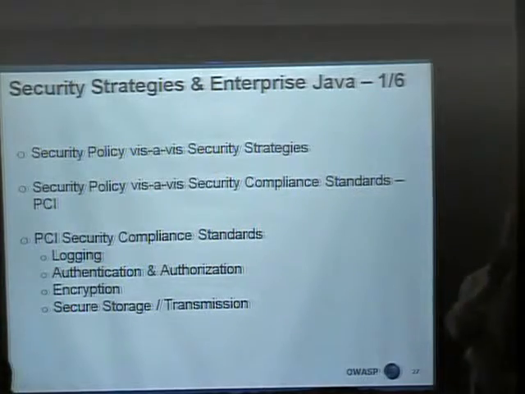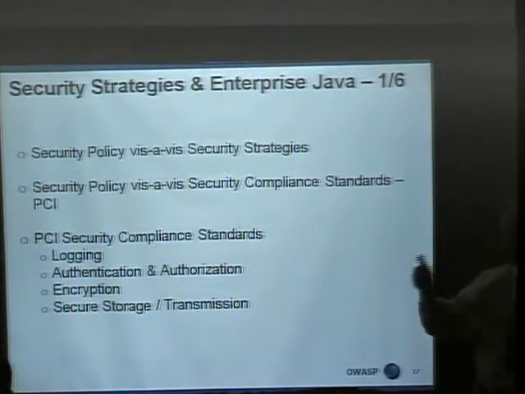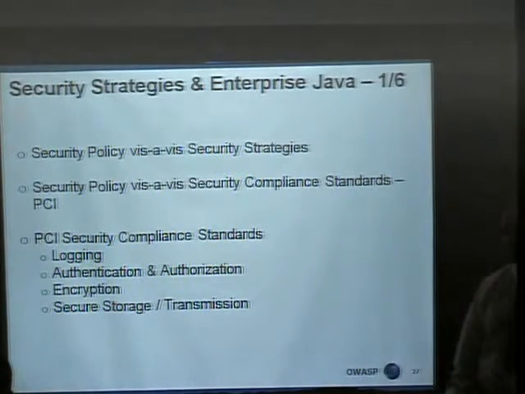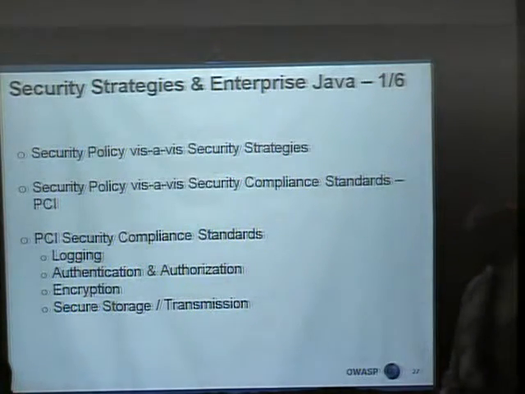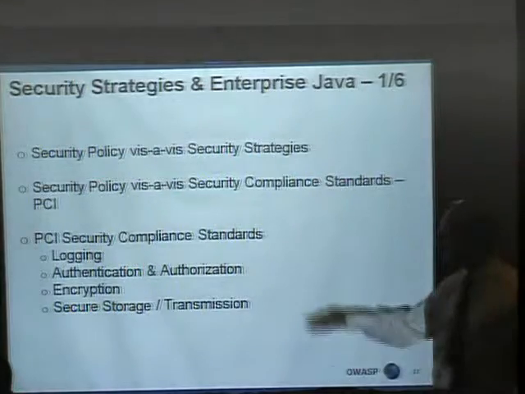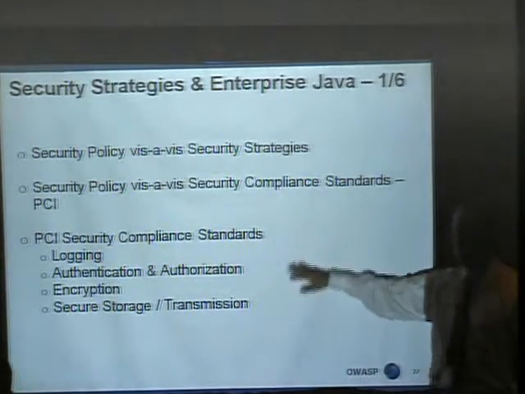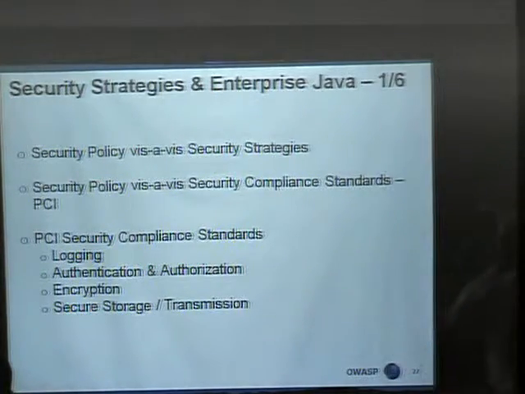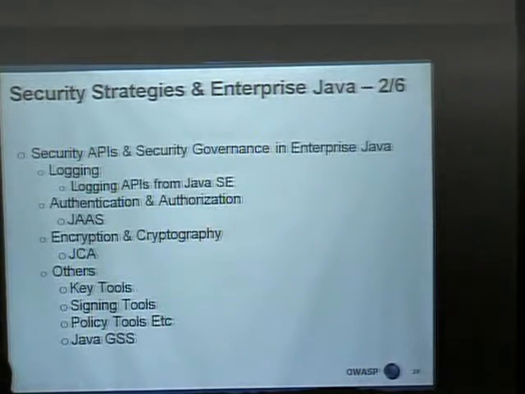And he has given a list of 14 things. The PCI standard wants you to enforce those 14 standards, and most of them fall into the following categories: logging, authentication and authorization, encryption, secure storage, or secure transmission. So I'll pick up one by one. Let's try to go deep into that.